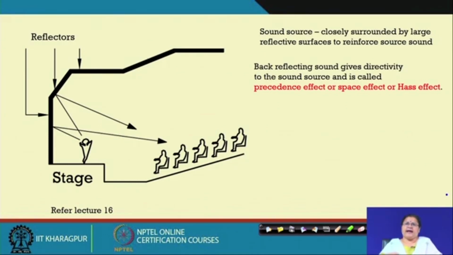So, the back reflecting sound gives directivity to the sound source, and that gives the audience a feeling that all sound is coming from the source. These reflecting surfaces along the stage, across the stage area and a little beyond, should always be angular and facing towards the audience. They must be splayed and must push the sound more towards the audience floor.